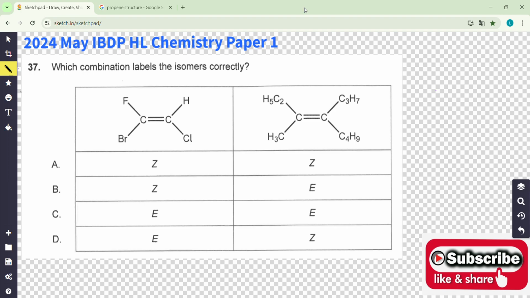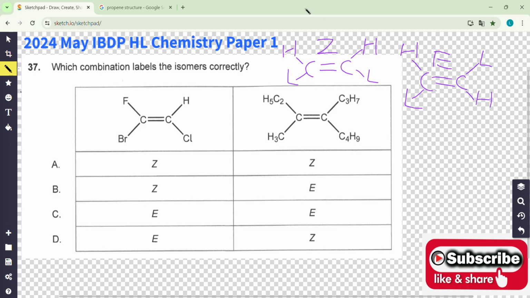Okay, 37 is about isomerism. You need to remember, for the Z isomerism, for the C=C double bond, the higher priority groups are connected to the same side. This higher and lower is relative to the other group. So it is Z isomerism. And then for the E isomerism, it is the opposite, right? It alternates. So H on one side, and the higher priority groups on the opposite sides.